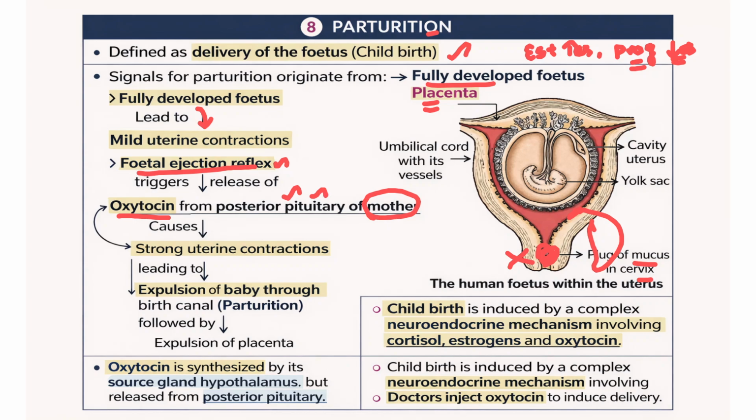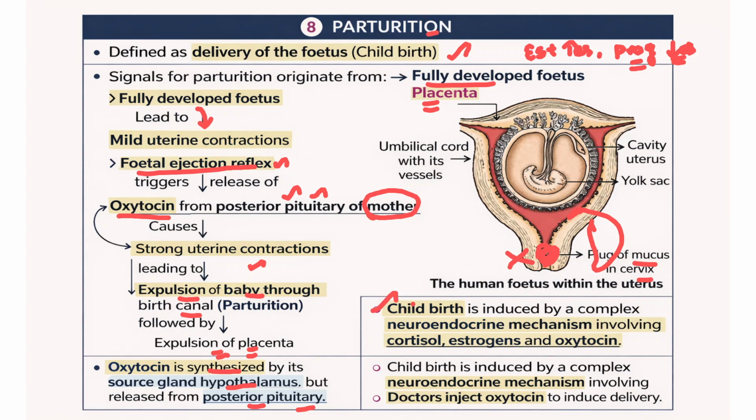Oxytocin is synthesized by the hypothalamus and released by the posterior pituitary or neurohypophysis. Oxytocin will act on the myometrium. It causes strong uterine contraction leading to the expulsion of the baby through the birth canal, followed by expulsion of the placenta. Once the baby comes out of the mother's body, the placenta also will come out of the mother's body.